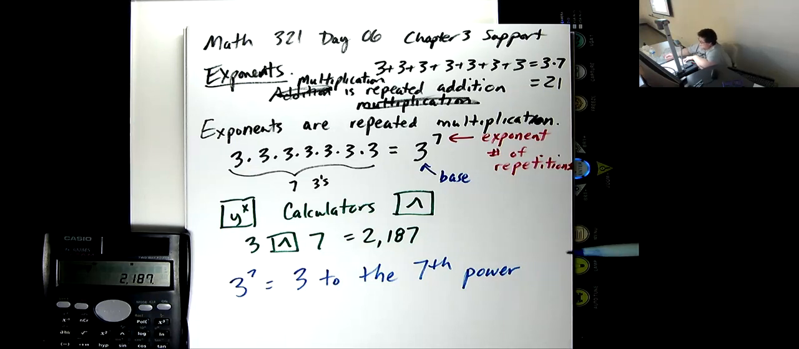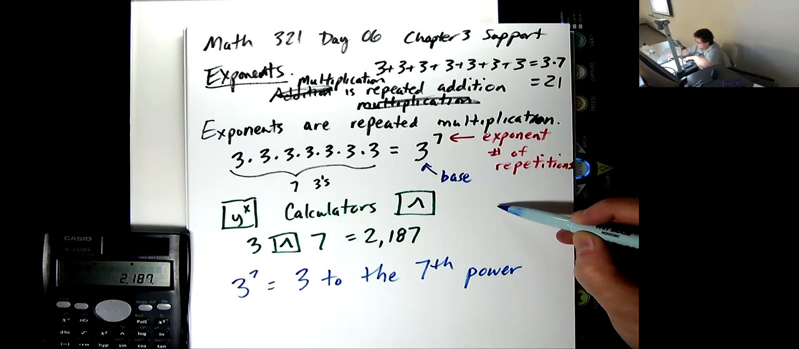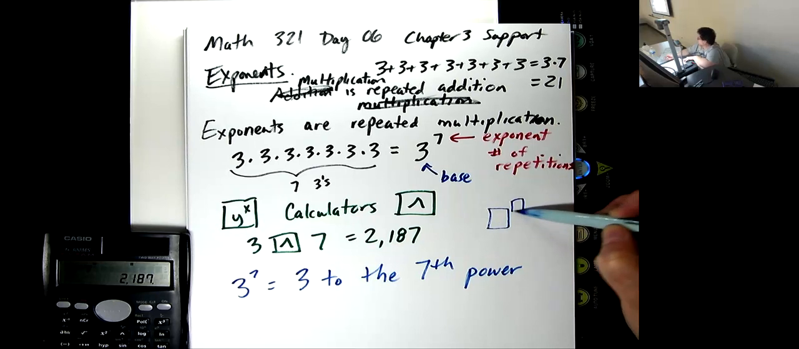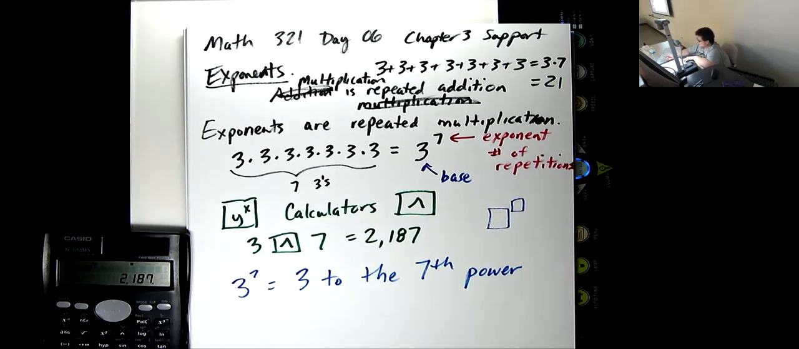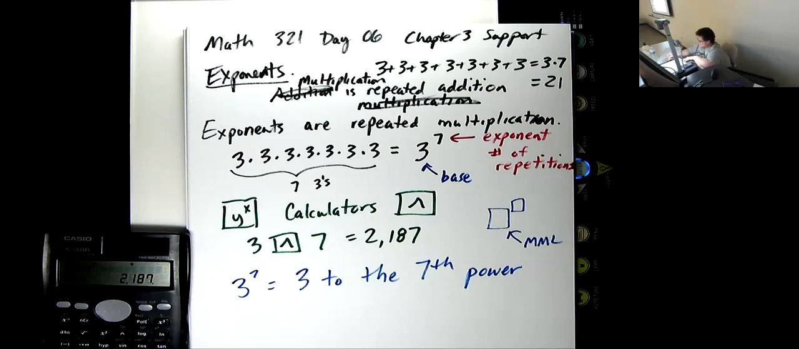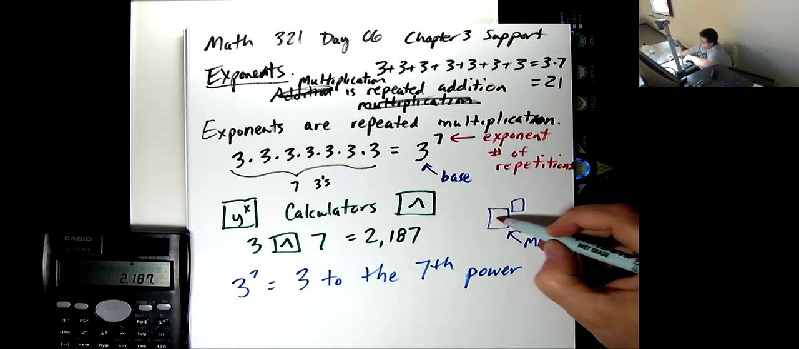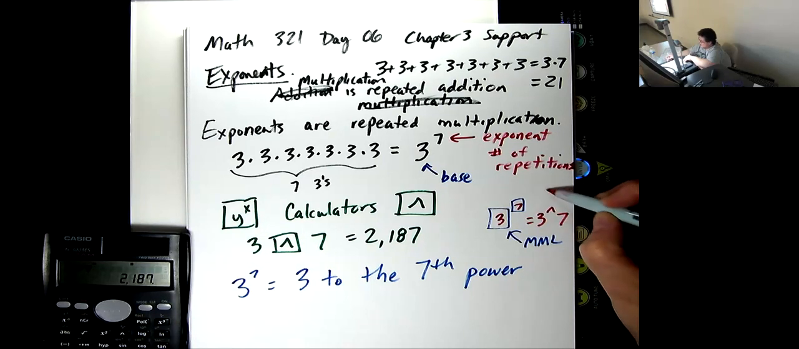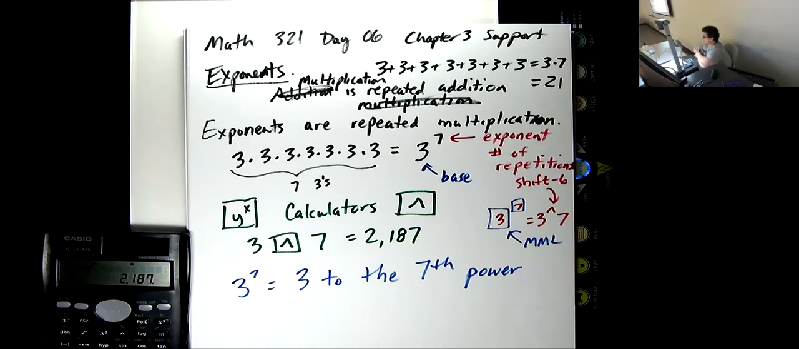In fact, on MathLab, if you click on the toolbar down below, they'll have something that looks like this. And so you're filling in the 3 and the 7. If you don't want to click on that to do it, you can actually do 3 caret 7. That is Shift 6 on a PC. I hope it's the same on a Mac. Hold down the Shift key and hit 6.